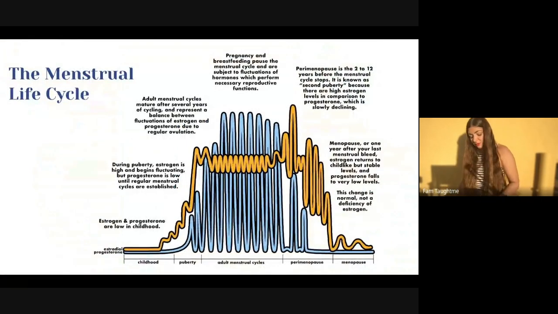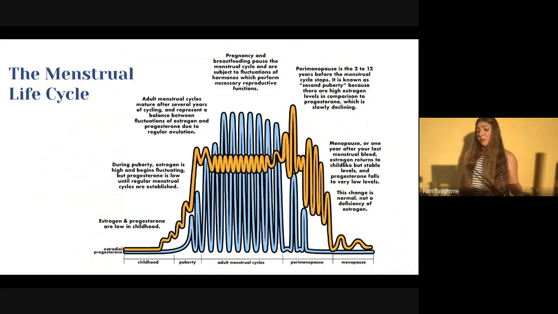And in those terms, we're talking about cycle to cycle, how maybe things change or you identify certain patterns, but there's also the larger pattern of your whole life. So we call this the menstrual life cycle, which is basically how your hormones change throughout each stage of your life. Starting in childhood when hormone levels are low, and then puberty where there's more activation of your hormones, and they start to fluctuate more wildly. And then the adult menstrual years, the reproductive years, where there's a much more consistent rhythm, and where pregnancy or breastfeeding would pause that menstrual rhythm.